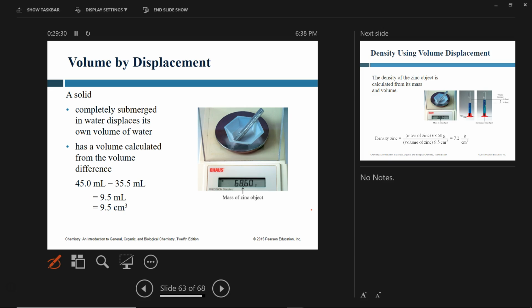So this is how you can measure volume of some weird shape, like this metal rod. Okay? So you can take this rod, right, made out of zinc. You throw it in the water. Initially it was 35.5 milliliters. After you throw it in the water, the volume becomes 45 milliliters. What's the displacement volume? 9.5. So that's the volume of your rod. Does that make sense?